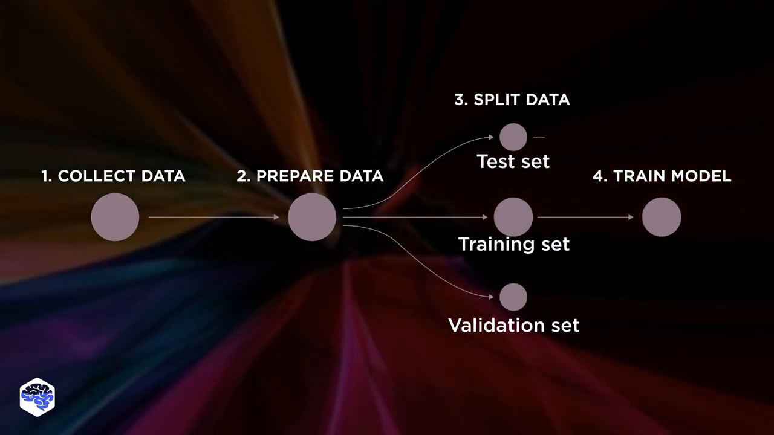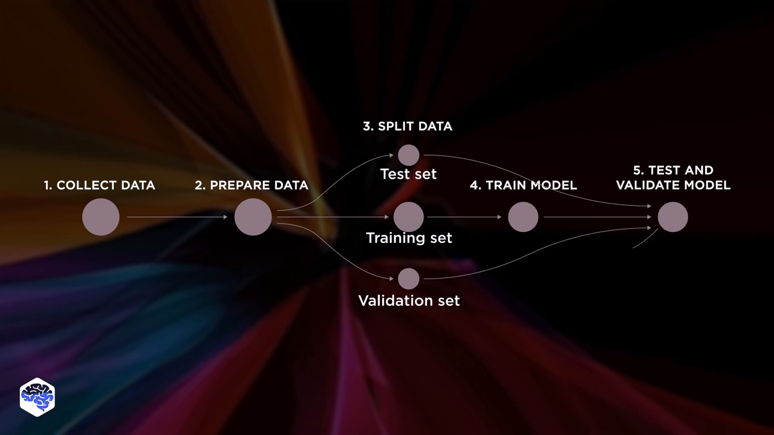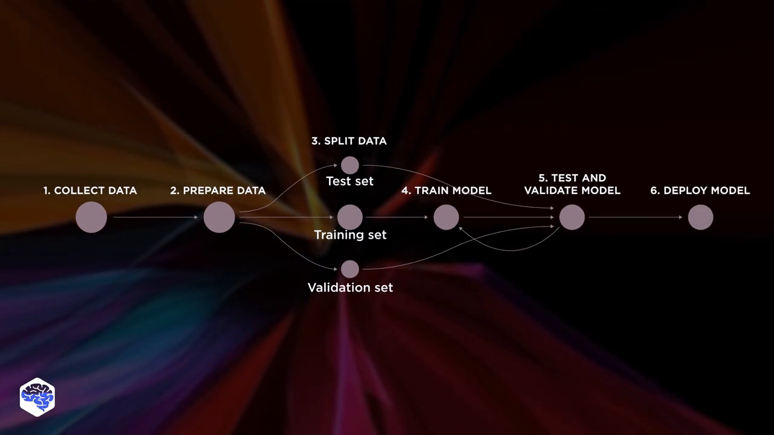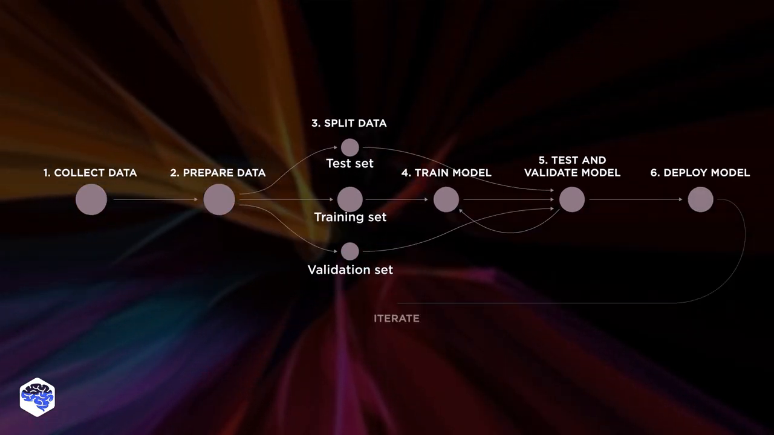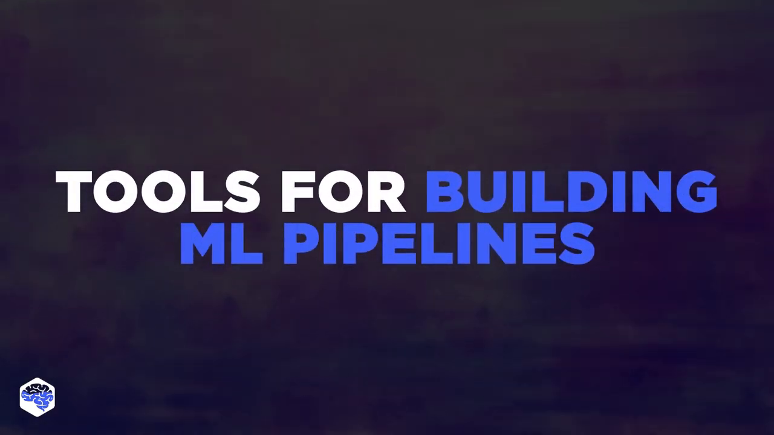Step 4 is training the model. Step 5 is testing and validating the model. And step 6 is deployment. And then you iterate. Let's now review the list of tools for building ML pipelines.